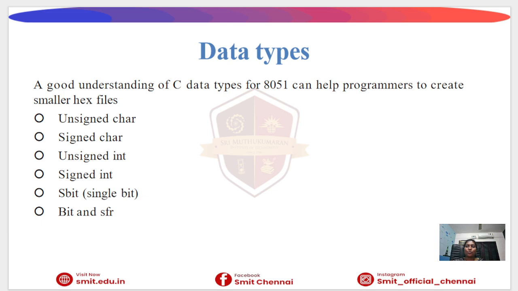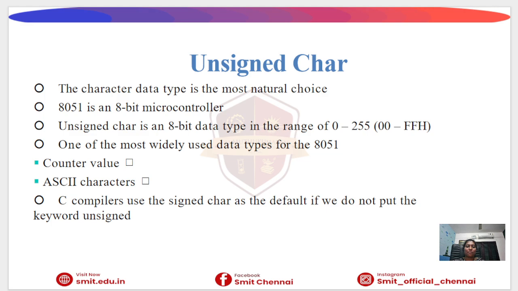Then what are data types? The overview of the 8051 data types: if you clearly understand this slide, half of embedded C is done. Using the correct data type helps us reduce program size, reduce hex file size, and improve execution speed. These are all the advantages of understanding these data types. The main data types we use in the 8051 are unsigned char, signed char, unsigned int, signed int, sbit, bit and SFR. We will see them one by one slowly with real examples.